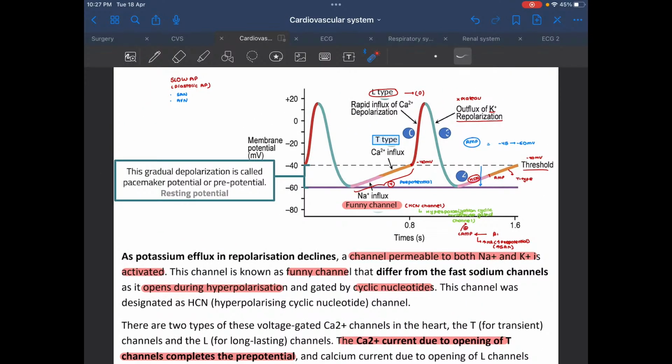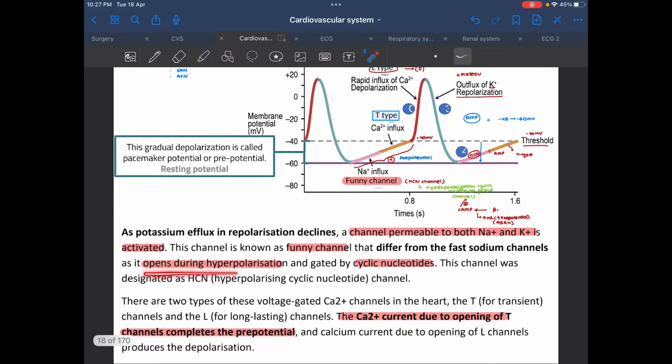Okay? Where is it there? It's present in the SA node, it's present in the AV node. Okay? So we've already talked about it opens during hyperpolarization and it is gated by cyclic nucleotides. That's why it's known as the hyperpolarization cyclic nucleotide gated channel. Okay?